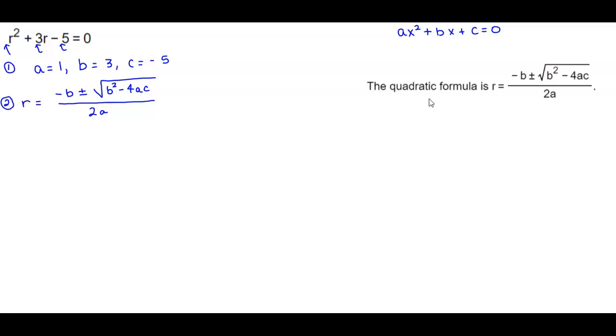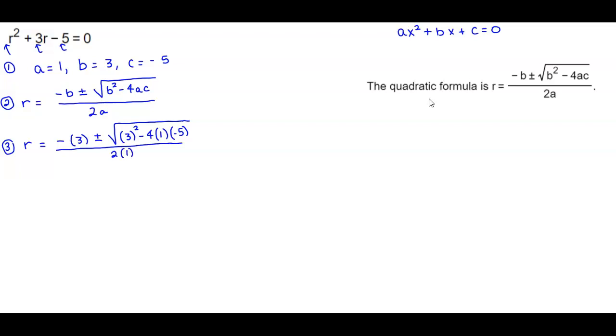So now that we've written the formula, we can go ahead and plug in our values of a, b, and c. So r is going to equal negative, the value of b is 3, plus or minus, we're going to take the value of b, which is 3, and then square it, minus 4 times the value of a, which is 1, and times the value of c, which is negative 5. And then we're going to divide that by 2 times the value of a, which is 1.